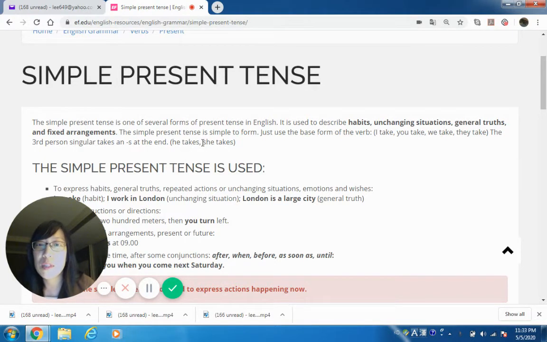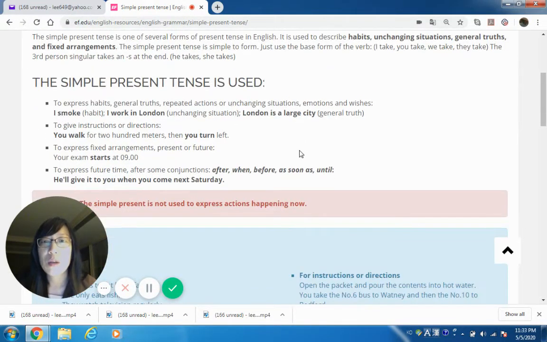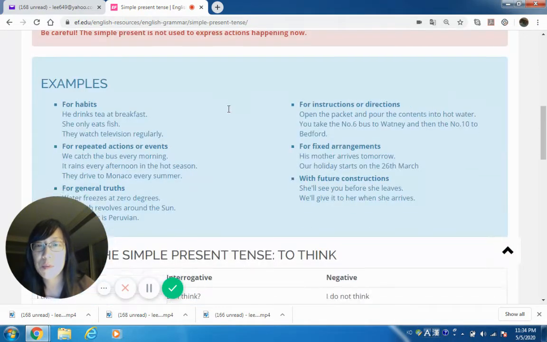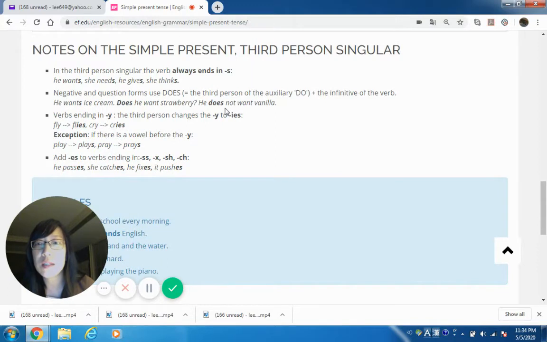The simple present tense is simple to form. Just use the base form of the verb. The third person singular takes an S at the end or ES, depending on the verb. So let's look at when to add S or ES at the end of the verb. Here are the examples.